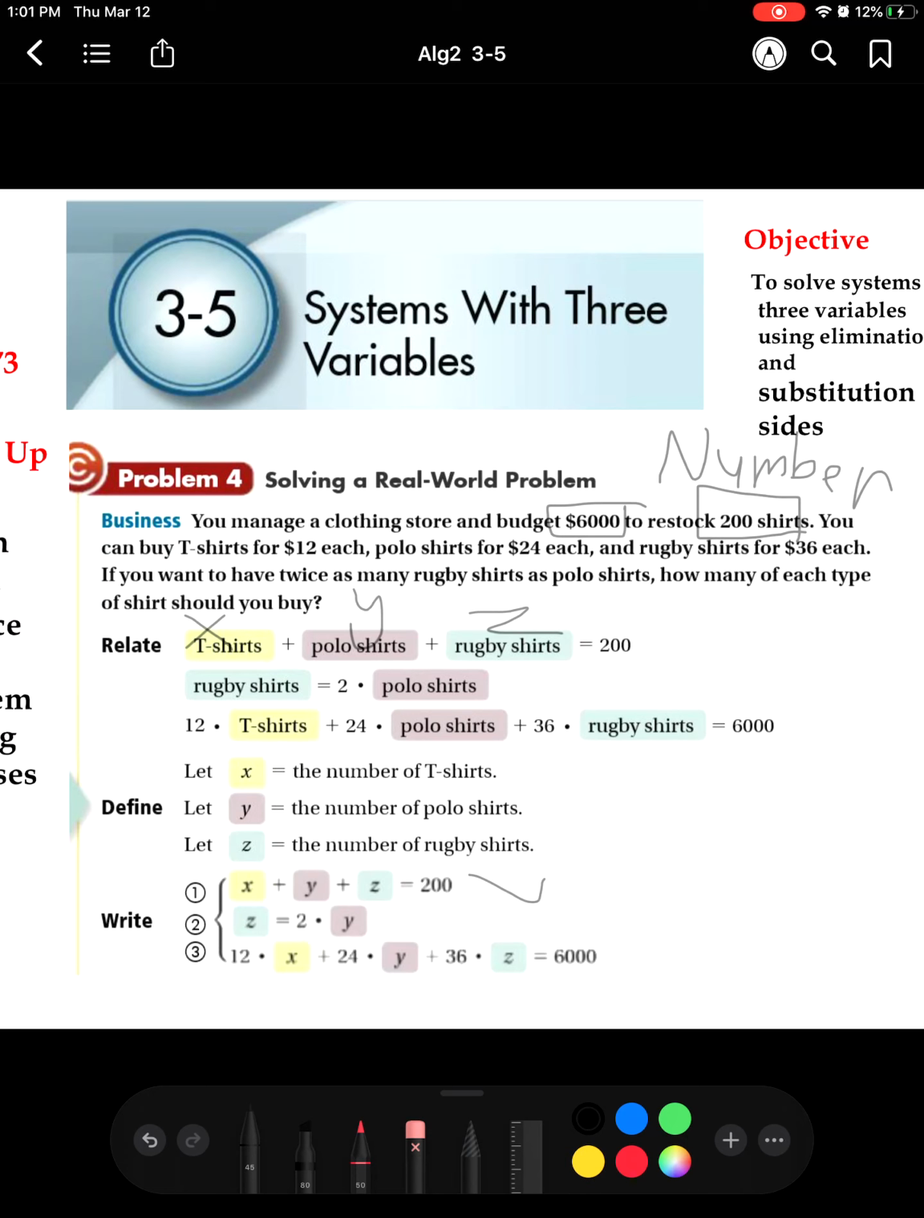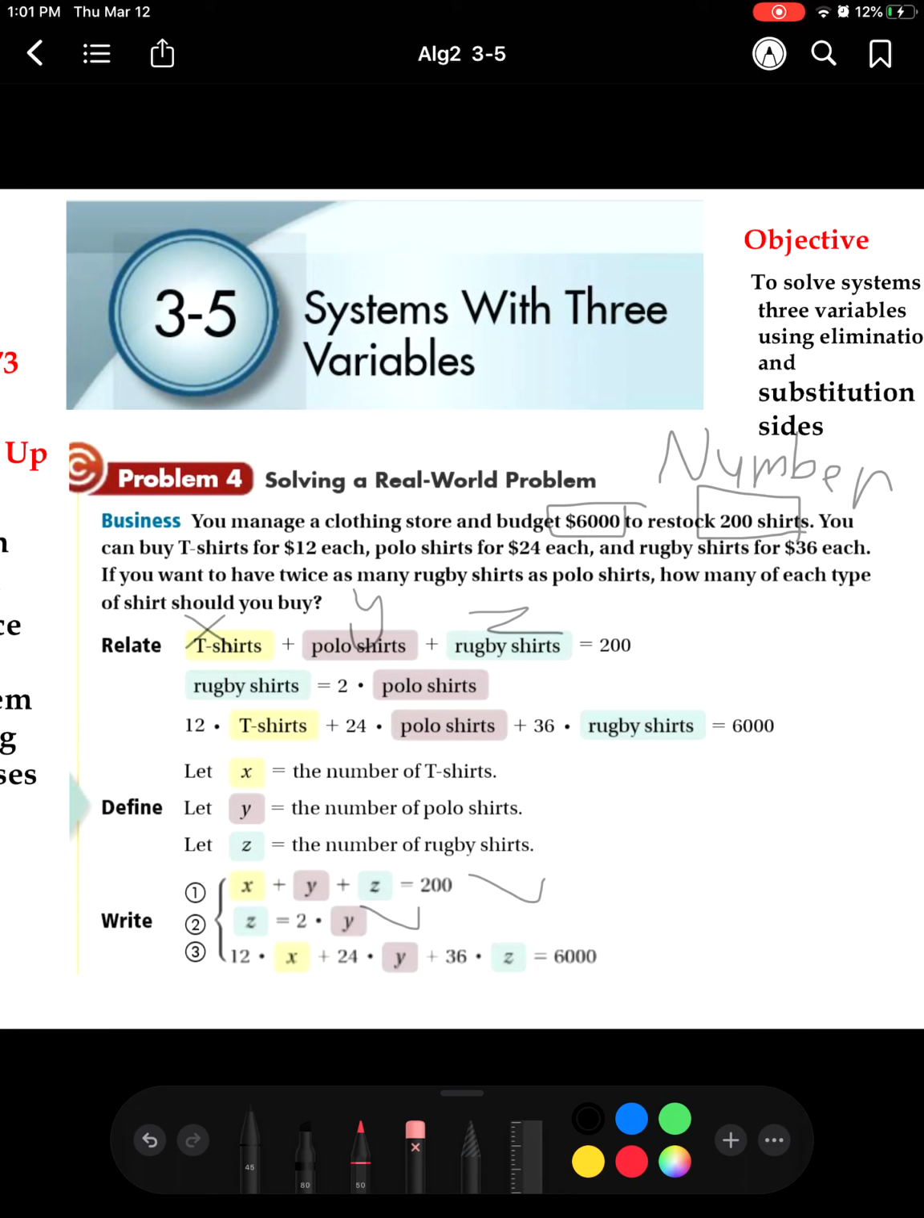Second, he told me the relation between the rugby shirts and the polo shirts. He said twice as many rugby shirts as polo shirts. So twice the polo will give me the rugby shirts. Okay, so 2y will give me z. This is the second equation.